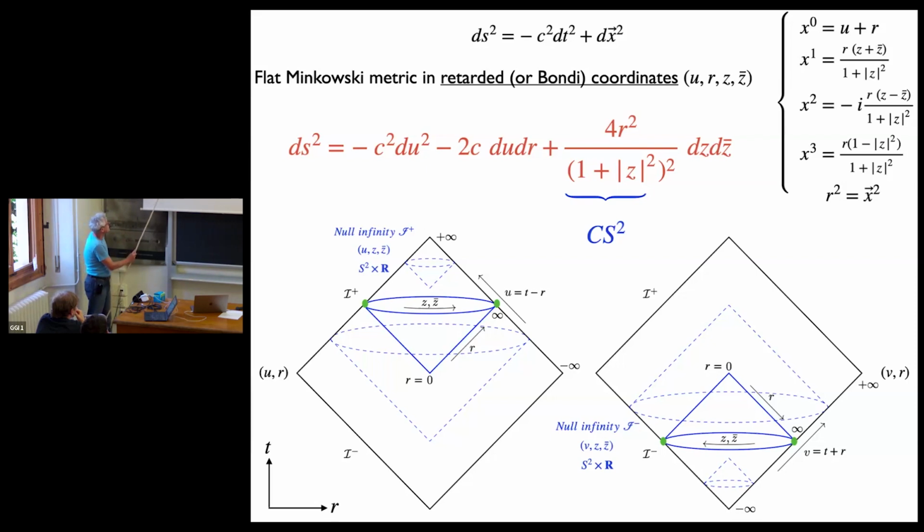But so that is how you see the celestial sphere. The celestial sphere doesn't live in this t-r plane, but it's of course the different direction of the coordinate system. So you see it here for fixed radius, fixed u. Then you have this complex sphere here, which is the celestial sphere.